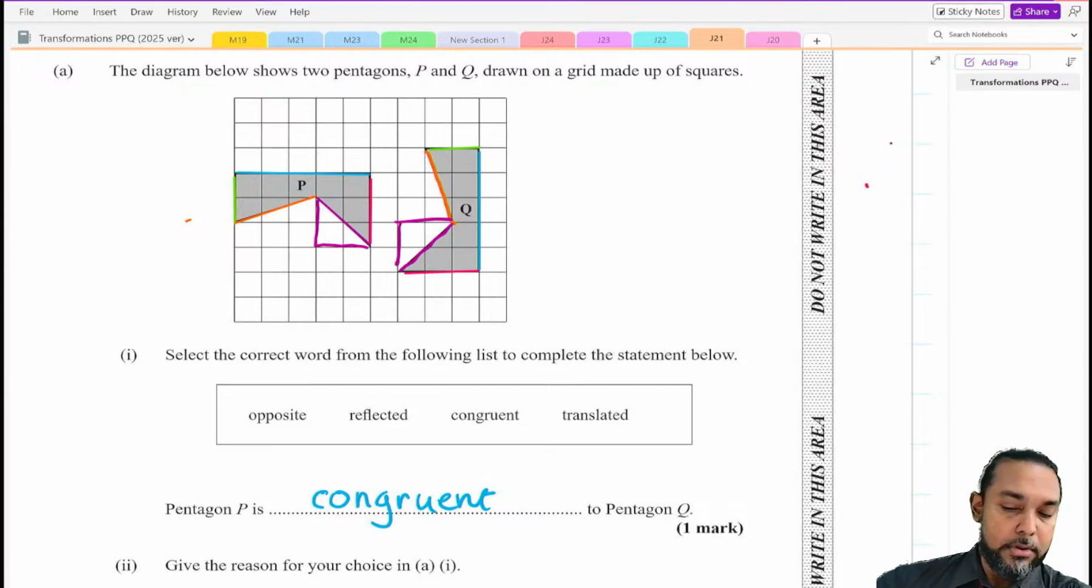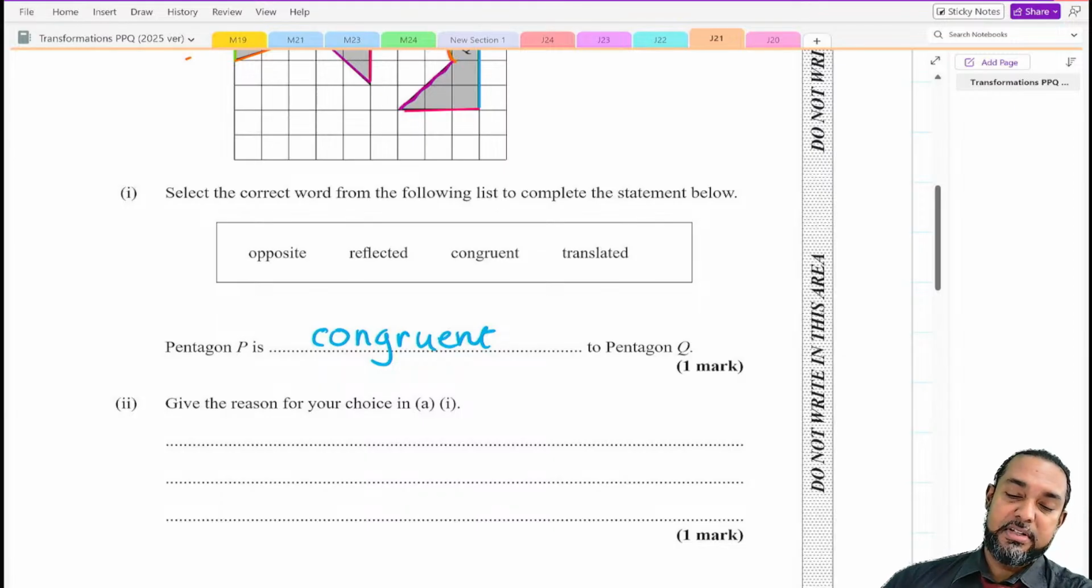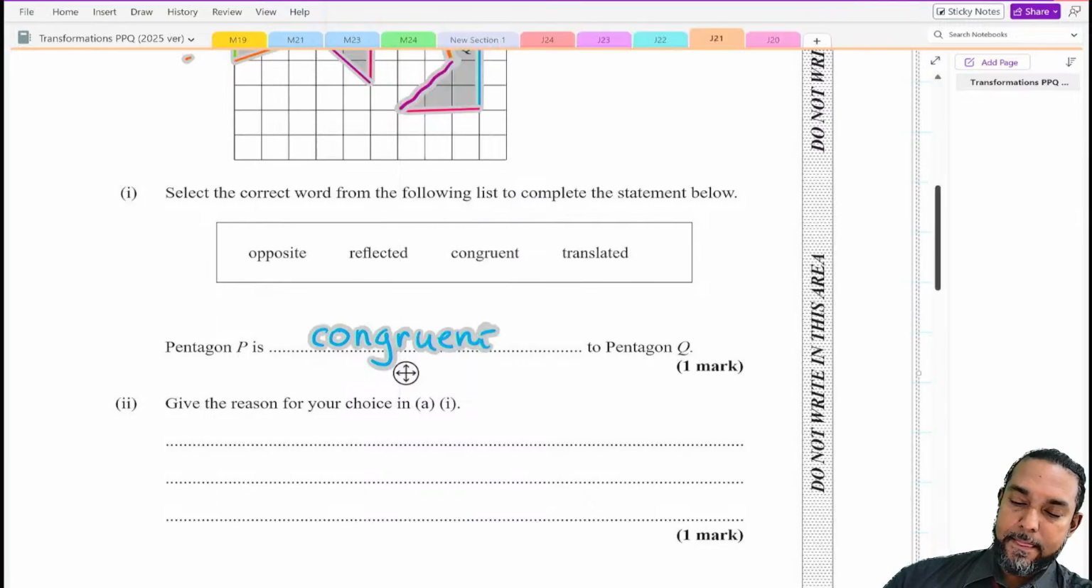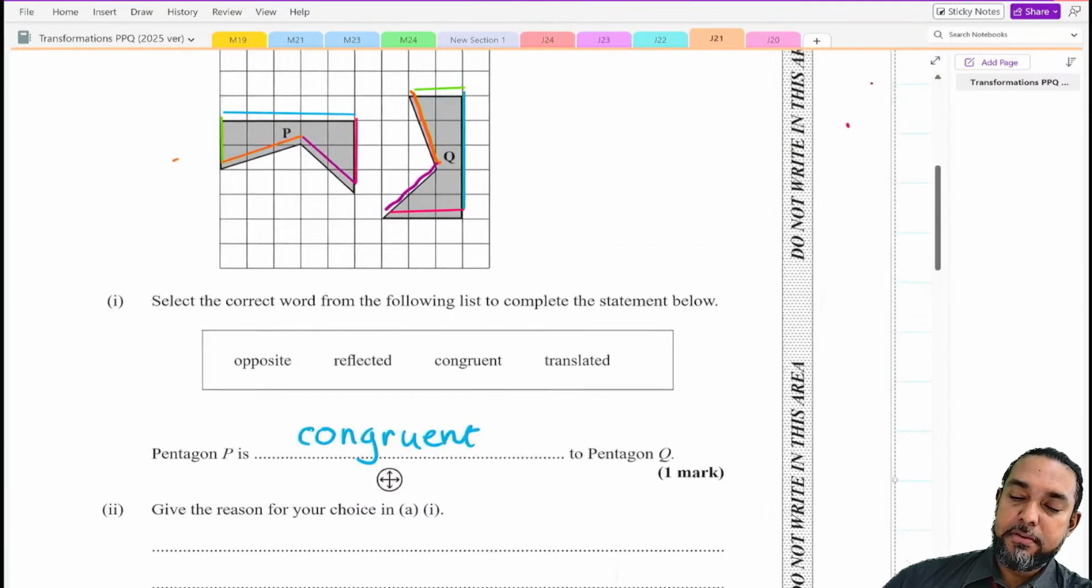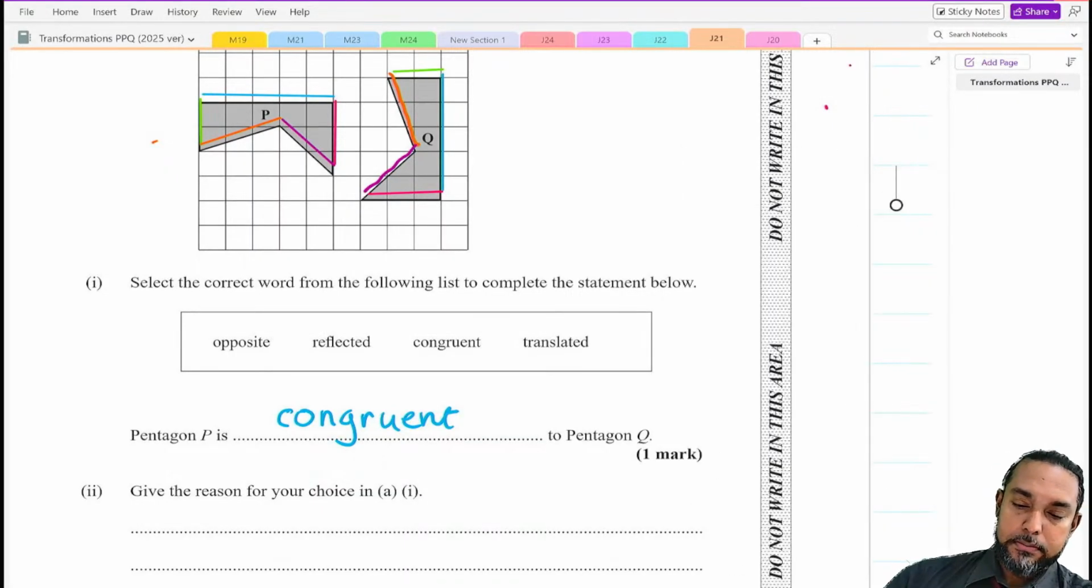Because we could see that all of the corresponding lengths or side edges are the same length, the shapes are congruent. And by extension, the corresponding internal angles between the two shapes are also equal. They are congruent. So give a reason for 1 mark: the corresponding lengths between the shapes are the same length. If it was just shifted left, right, up, or down. In this case, the orientations are clearly different.